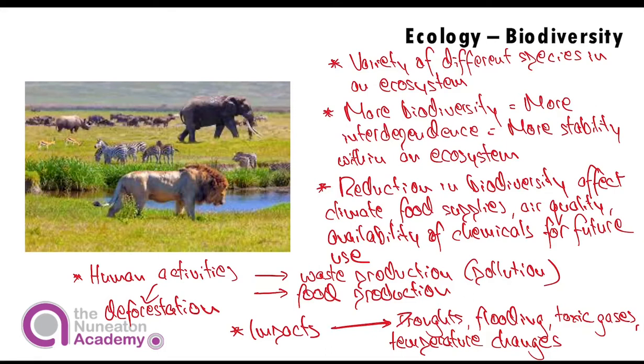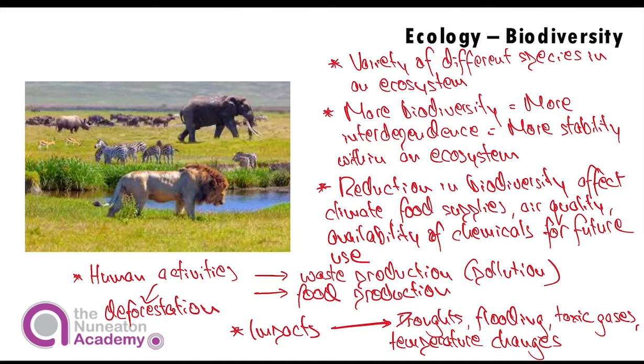Now, if biodiversity is reduced, that can have an impact on a variety of different things, such as climate, such as availability of different food supplies, air quality, and also availability of chemicals for future use and manufacturing. And the reason why biodiversity can be reduced is primarily due to human activity.